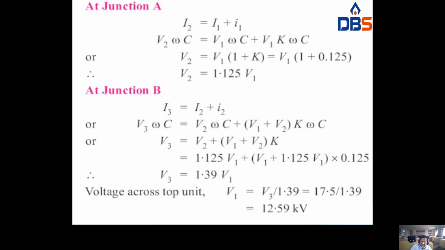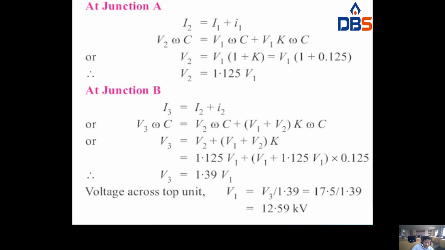So apply as usual KCL at junction A, that is capital I2 is equal to I1 plus small I1, that is V2 is equal to V1 into 1 plus K. We know the K value, that is 0.125, that is V2 is equal to 1.125 V1. Then V3 is equal to V2 plus V1 plus V2K. So we know the V2 value, 1.125 V1 plus 1.125 V1 into K. We are getting 1.39 V1.